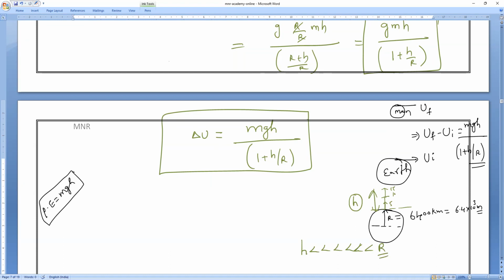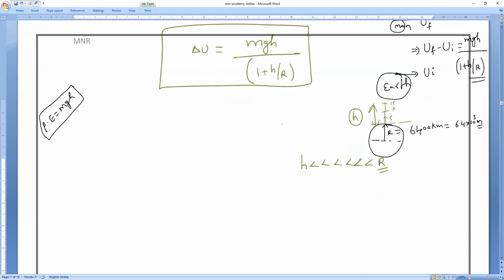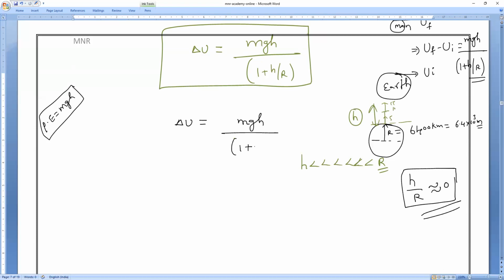Am I right or wrong, everybody? Then imagine if I do h by r, what will happen? Approximately it will become 0. So delta U equals mgh divided by 1 plus h by r, and h by r will approximately become 0, because r is extremely higher. Imagine like 1 rupee by 100 crores. Extremely smaller.